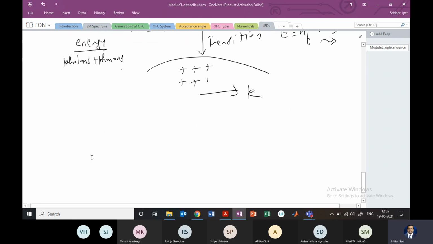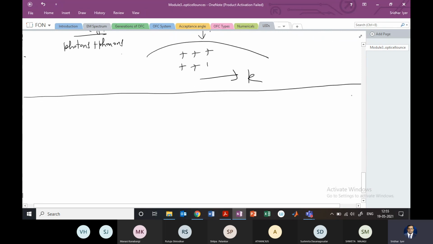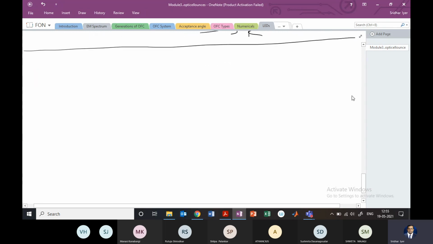Even the types and everything, there are a lot of types, right? But we'll restrict ourselves to the ones in the syllabus. Sometimes it goes into a little bit more theory, so I'll be giving you the important points. The other things are mentioned in the notes. Okay, so let us begin with the LEDs.